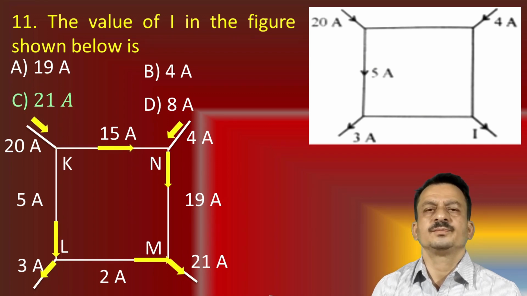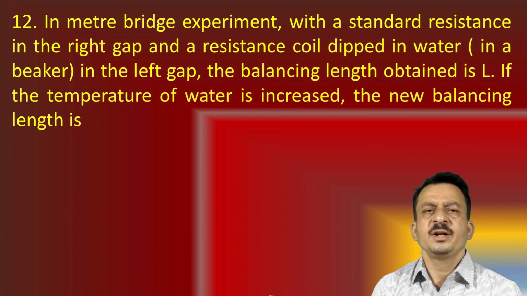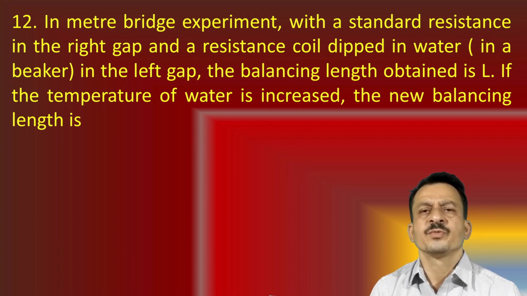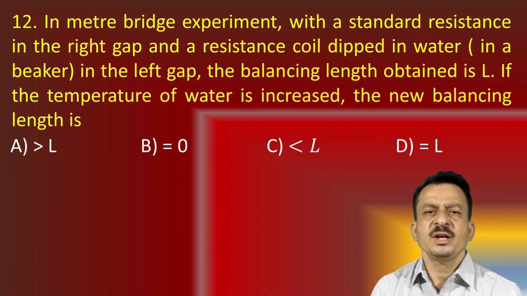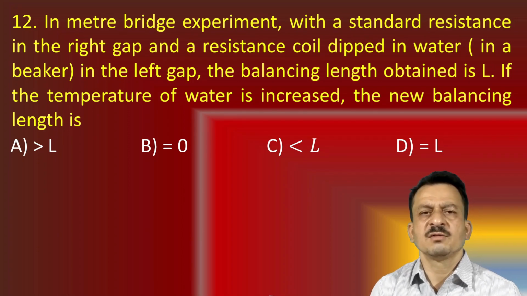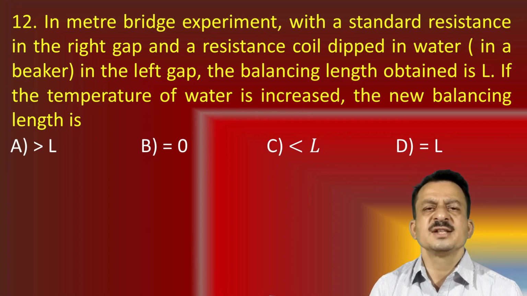Next problem. In a meter bridge experiment, with a standard resistance in the right gap and a resistance coil dipped in water in a beaker in the left gap, the balancing length obtained is L. If the temperature of water is increased, the new balancing length is: options A, greater than L; B, equal to 0; C, less than L; and D, equal to L. Okay, balancing length is the same. First one increases, second one 0, third one decreases, fourth one remains the same.